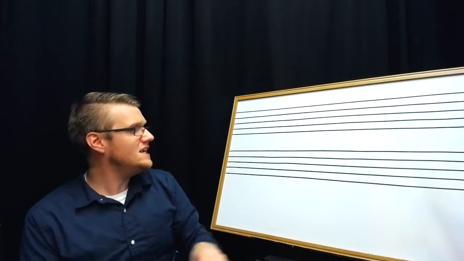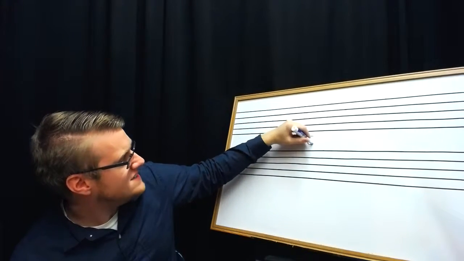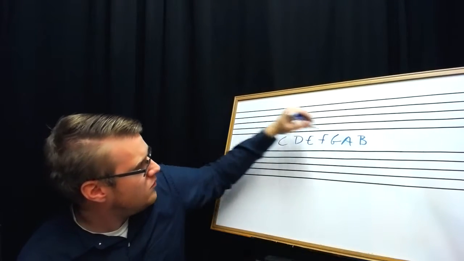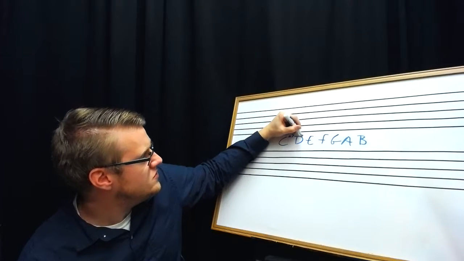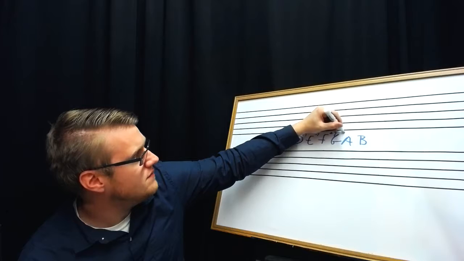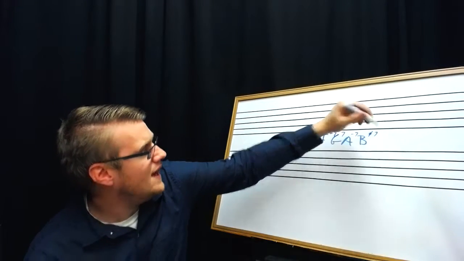Let's start in the key of C. This is the key of C, and I am going to write in my seventh chord qualities. So the 1 chord is major 7, the 2 is minor 7, the 3 is minor 7, the 4 is major 7, the 5 is dominant 7, the 6 is minor 7, and the 7 is half diminished.